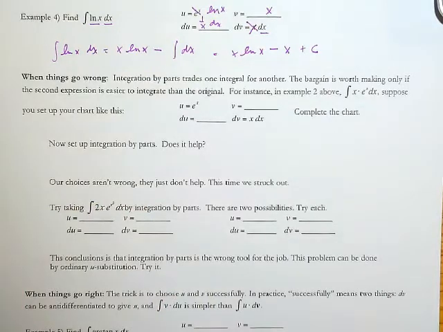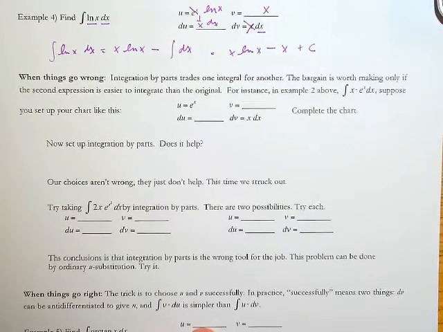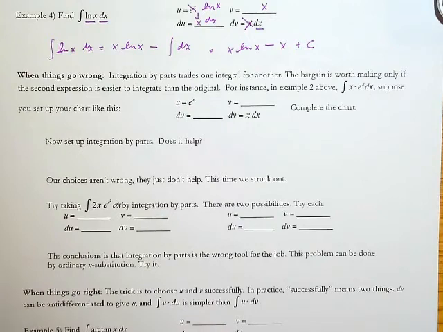Now, when things go wrong, it sometimes takes a little practice here. Integration by parts trades one integral for another. You're still having to do an integral there, okay? The bargain is worth making. Okay, it sounds a little dramatic there. But that's if your second expression is easier to integrate than the original one. If the second one isn't any easier, you're kind of stuck, okay?